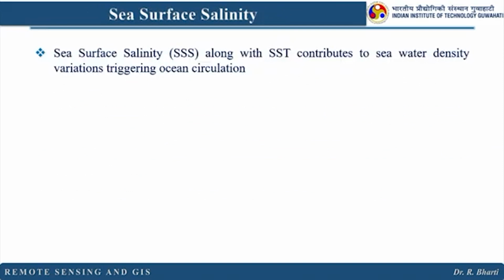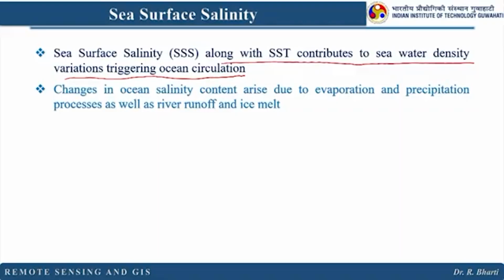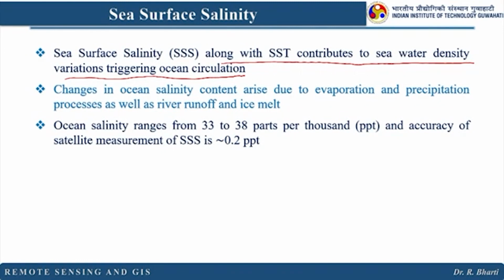When we talk about sea surface salinity, basically this sea surface salinity along with SST contributes to sea water density variation triggering ocean circulation. Changes in ocean salinity content arise due to evaporation and precipitation processes as well as river runoff and ice melt. So now you can visualize all these different earth systems are linked with each other. So if you have a problem in one system, that effect can be seen in another system.